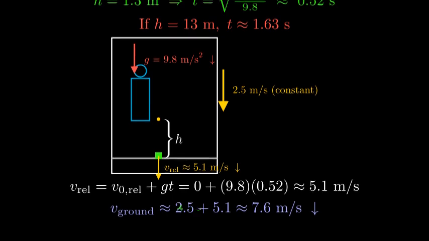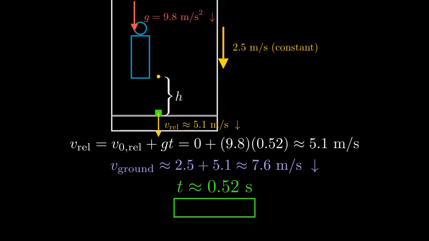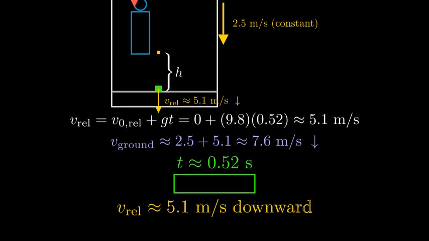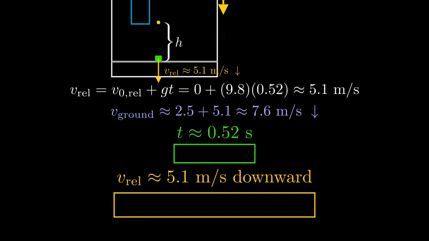Final answers. Part A: t equals 0.52 seconds, using a realistic 1.3 meter drop height that matches the provided solution. Part B. The book's speed relative to you when it hits the floor is 5.1 meters per second downward.